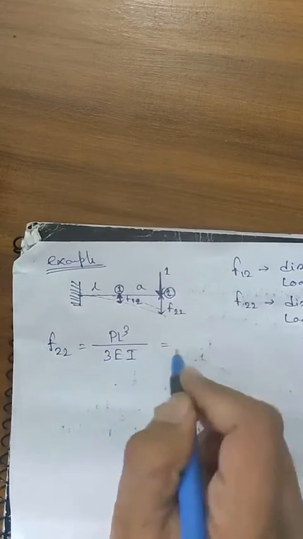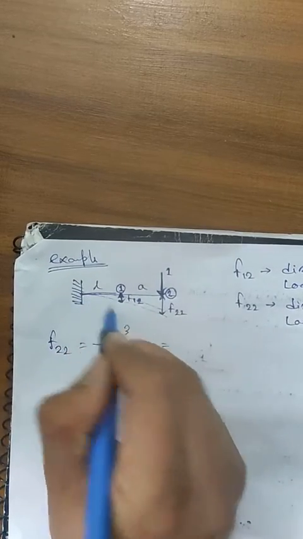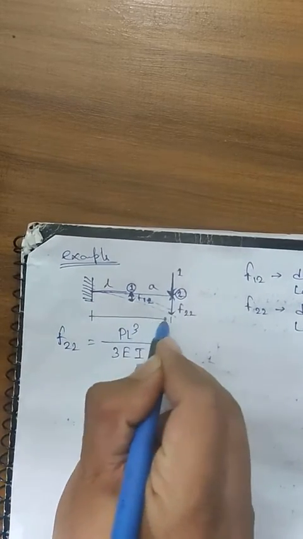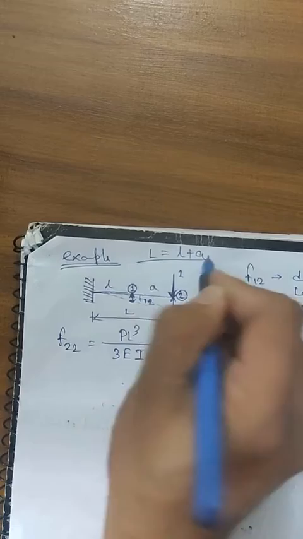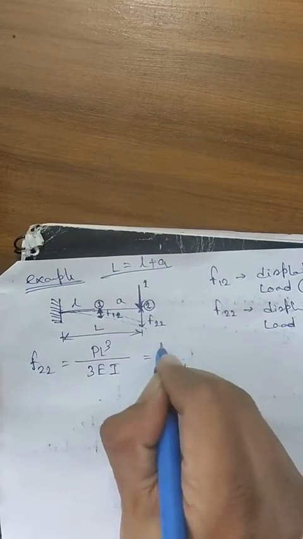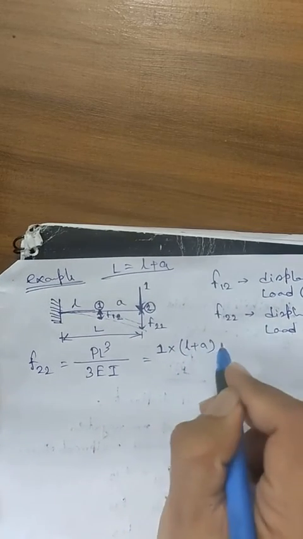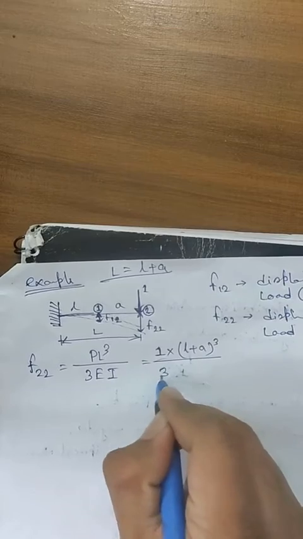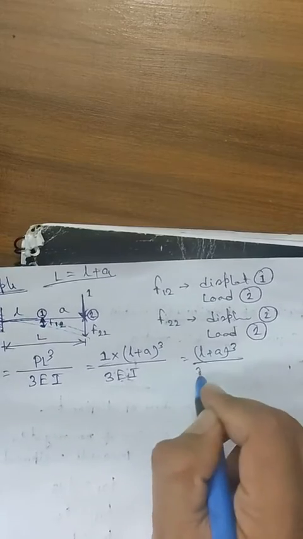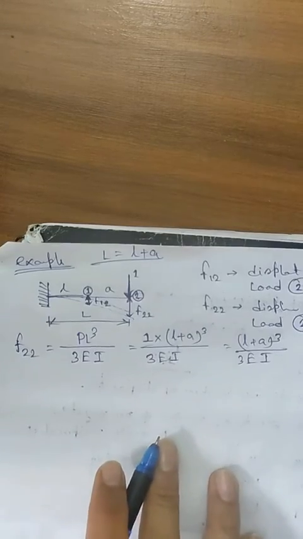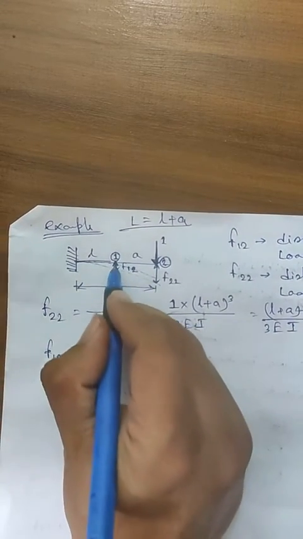This is the basic formula, and the P value is 1 because this is a unit load, and if the total length is capital L, then capital L is equal to small l plus a, right? So P value is 1 into (l plus a) cubed divided by 3EI. That means (l plus a) cubed by 3EI, right?